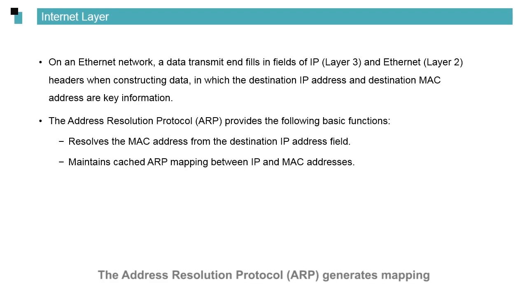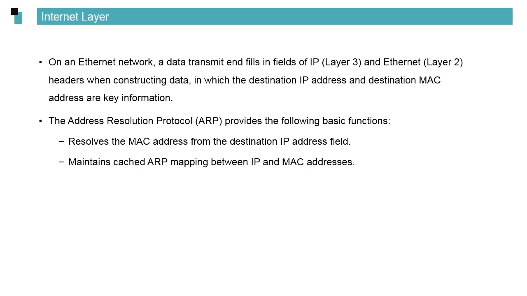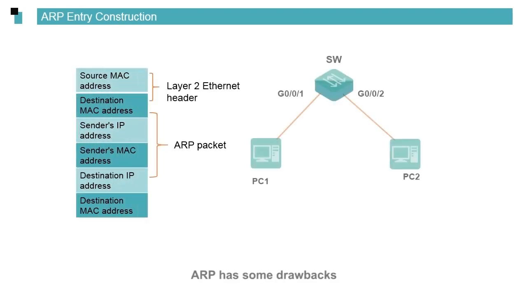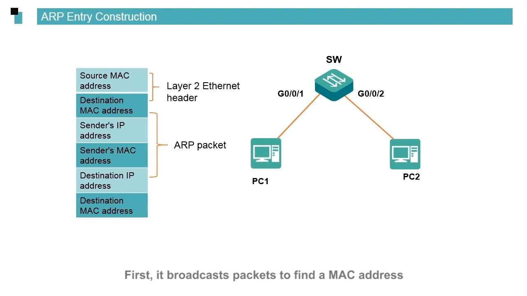The Address Resolution Protocol, ARP, generates mapping between IP and MAC addresses of devices and saves mappings in ARP entries. ARP runs at the bottom layer of the entire IPv4 network. ARP has some drawbacks. First, it broadcasts packets to find a MAC address mapped to a specified IP address. Broadcasting burdens a network. Second, ARP is unreliable.